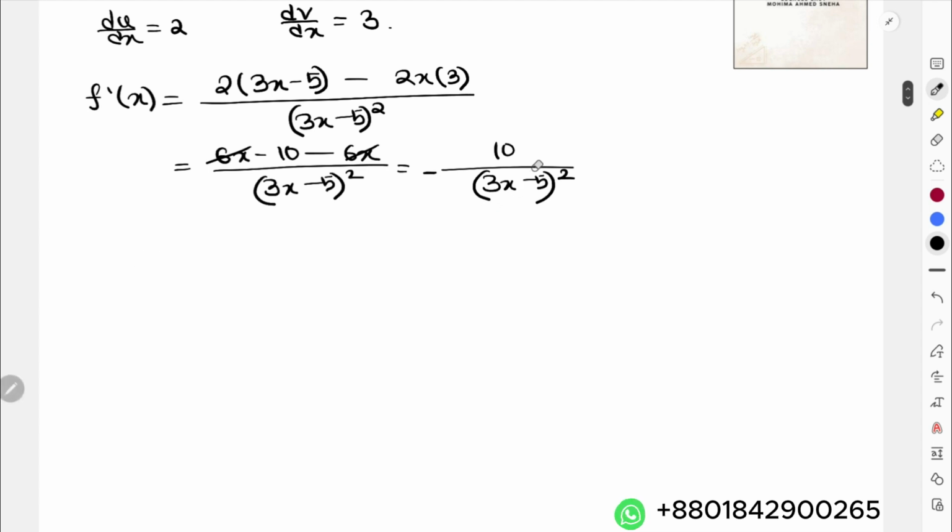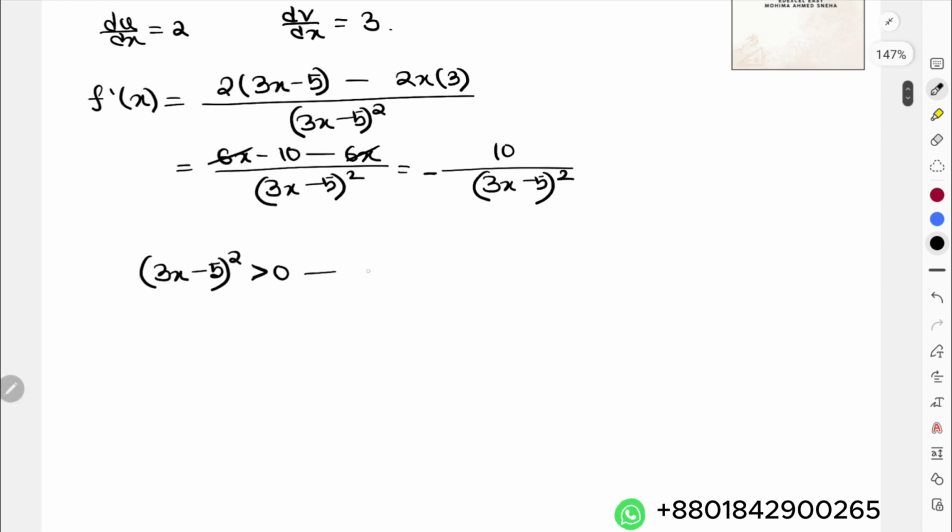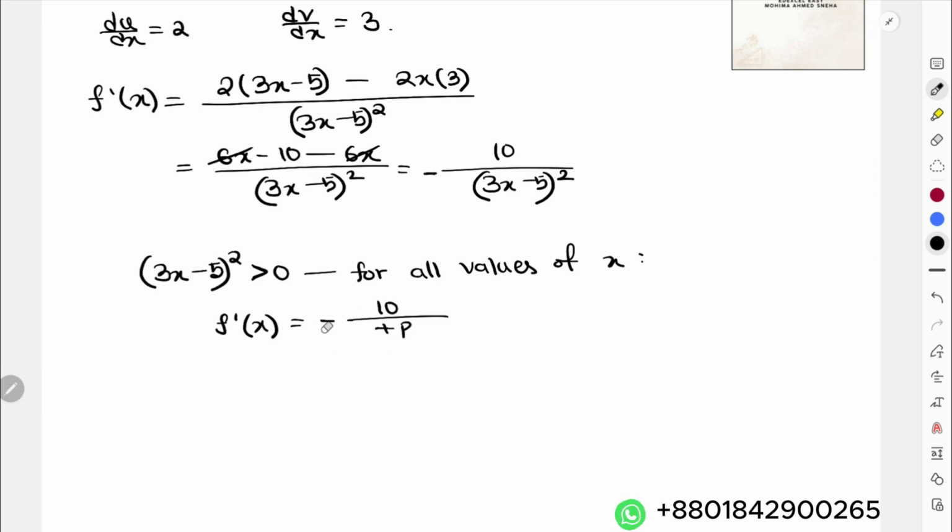Another thing you can see is that in this case 10 is a constant, but your (3x minus 5) whole squared, right? This is always greater than 0. Anything with a positive power of 2, you'll always get a value greater than 0, right? If it is always greater than 0 for all values of x, in that case your f'(x), which is minus 10 divided by something positive, with the minus sign, you will always get a value of f'(x) as negative.